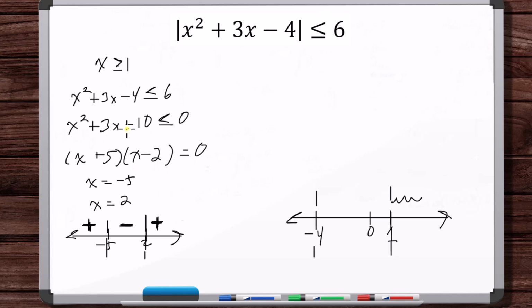So now we can see, when is this less than or equal to 0? Well, it's going to be when x is less than or equal to 2 and greater than or equal to minus 5. Okay, but now where does this overlap? We're only analyzing when x is greater than or equal to 1, right? So where do those two intervals overlap? Well, that's going to be when x is less than or equal to 2 and greater than or equal to 1.